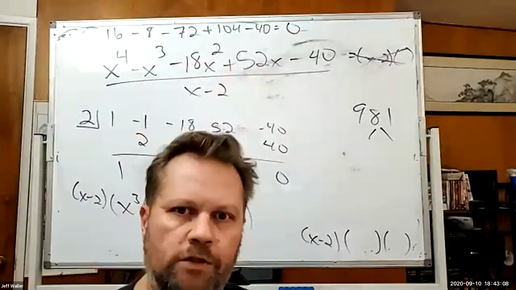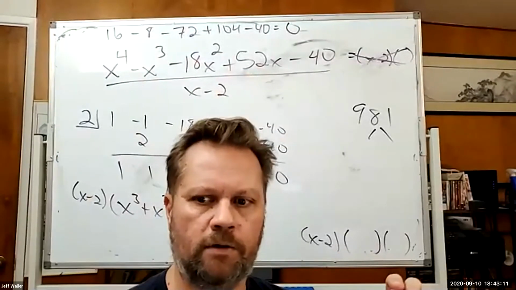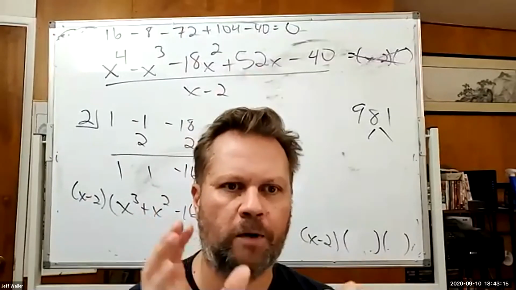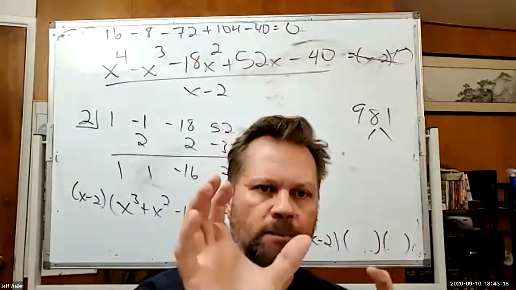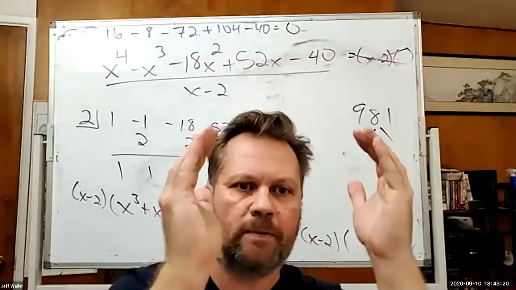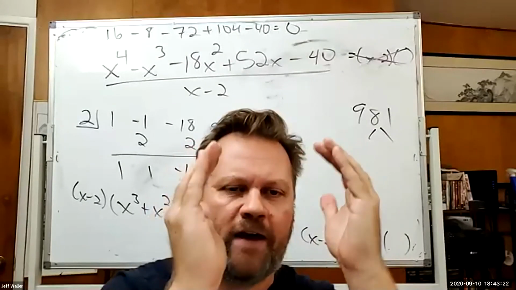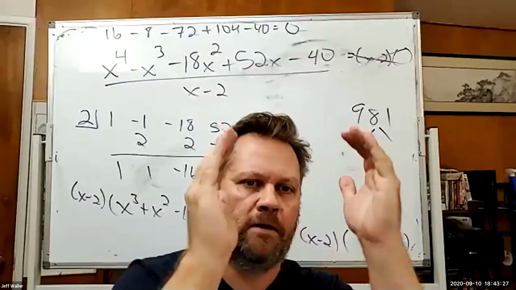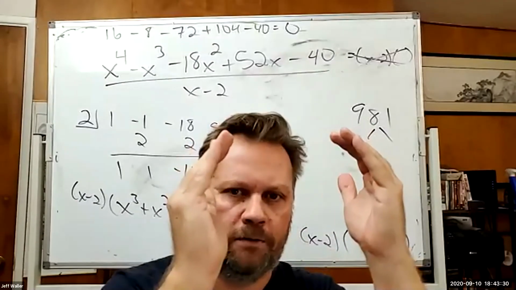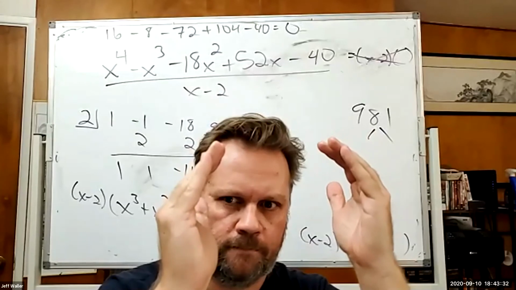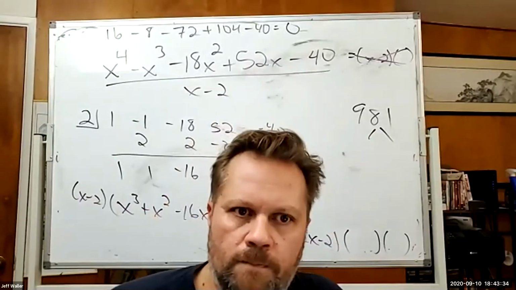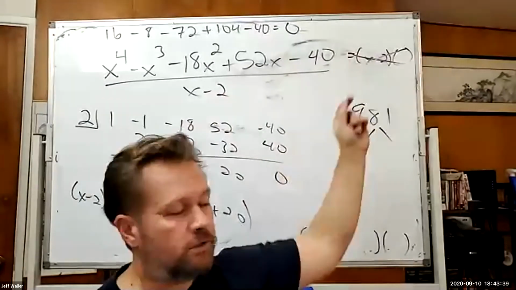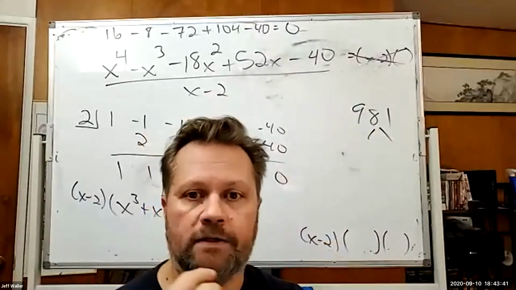So if 2 makes it 0, this is actually related to some problems in the homework that's coming. If 2 makes it 0, what must be a factor? What factor goes to 0 at 2? Where would the answer of 2 come from if I had x minus 2 in parentheses? There you go, done. So if 2 makes this polynomial 0, then x minus 2 must be a factor of it.